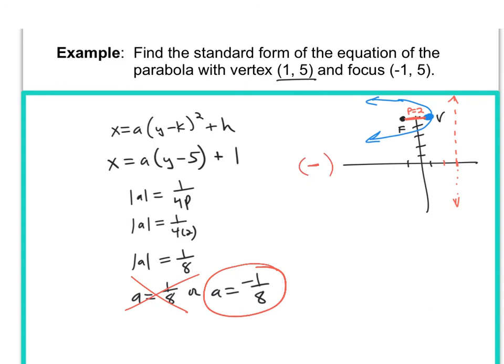So my final equation, if I go back up here and stick in negative 1/8, I'm going to erase that and I'm going to put in negative 1/8. Let's do it in black. Negative 1/8. This is the equation of my parabola.